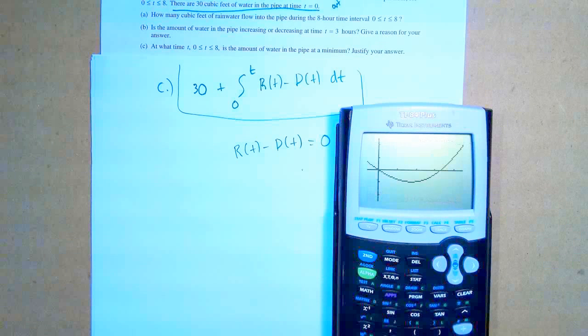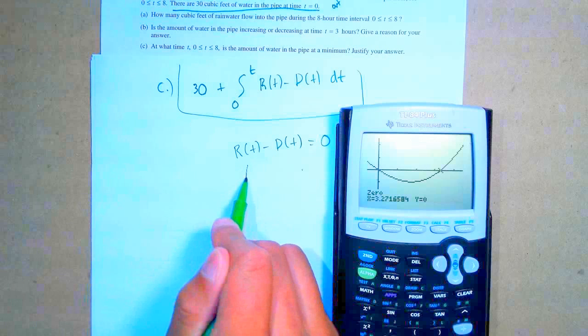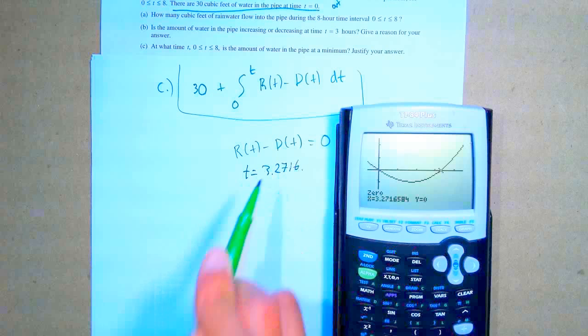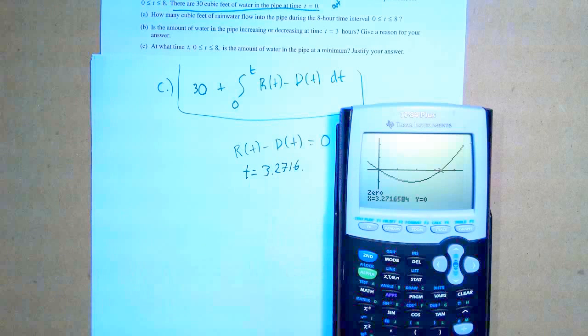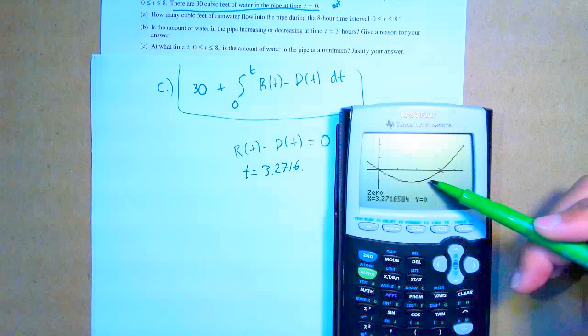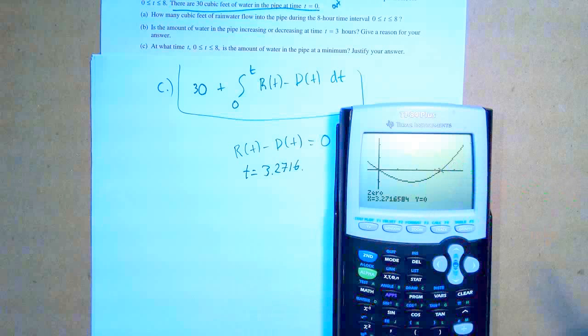When it says guess, press enter. And you're going to get a value of 3.27. So at time t equals 3.2716, that's when my minimum occurs. And how do I know this? Remember, since this is your first derivative, this is decreasing, then increasing. Decreasing, increasing is the minimum.